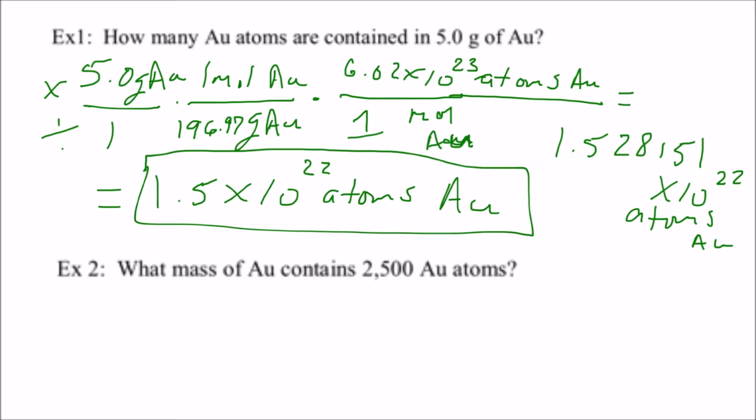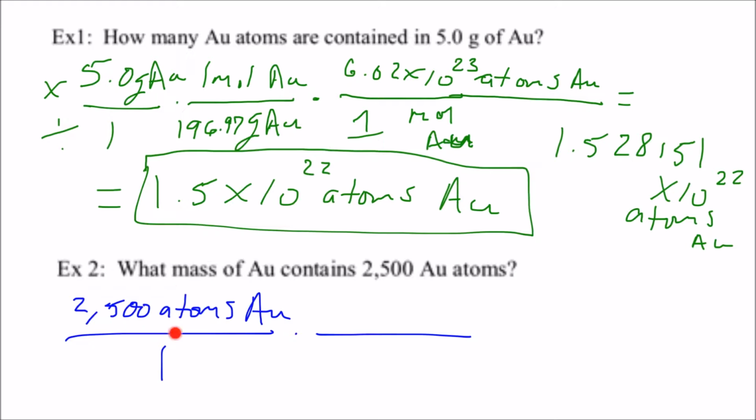Alright, let's try this second example. What mass of gold contains 25,000 gold atoms? Alright, so obviously this is our given because that's the only number that we have. So we're going to put that over 1. Okay, 25,000 atoms of gold over 1. And whatever unit you have on the top is the same thing you have to have on the bottom. So I'm going to bring down atoms of gold down here.